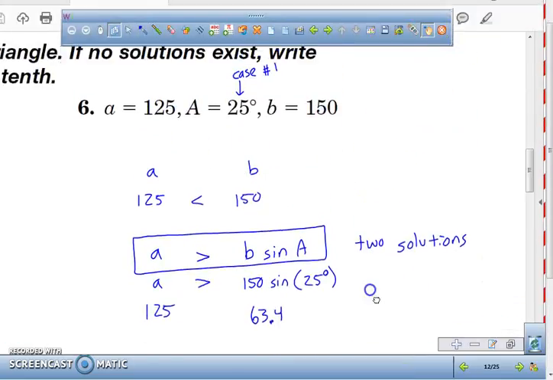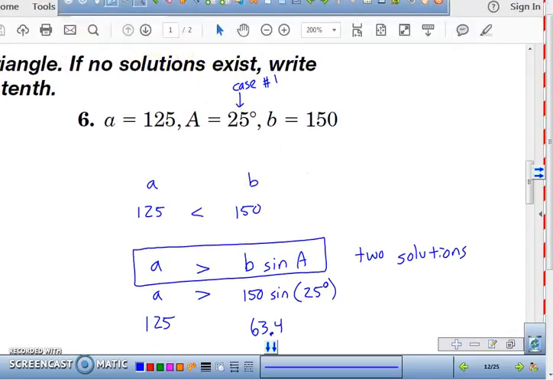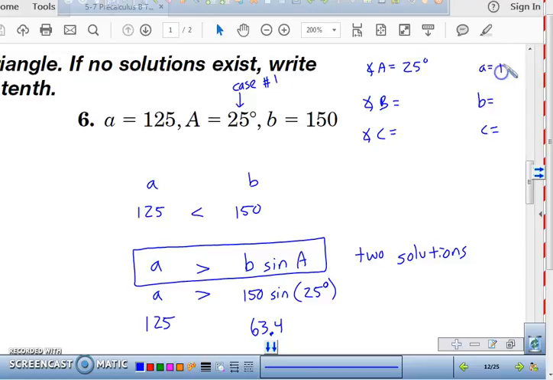So right now, in your journal, I want you to list angle A, angle B, angle C. Angle A we know specifically is 25 degrees. And I want you to write lowercase a, lowercase b, lowercase c. We know lowercase a is 125. We know lowercase b is 150. So now what do we need to figure out? We need to figure out what angle B is, what angle C is, and what side C is.